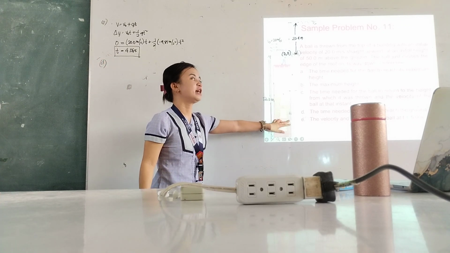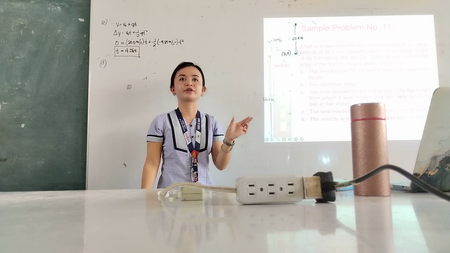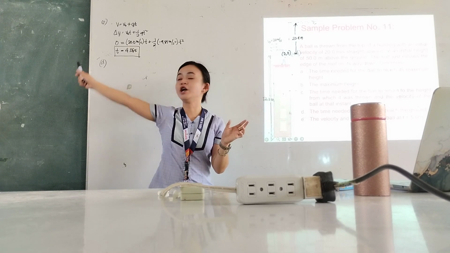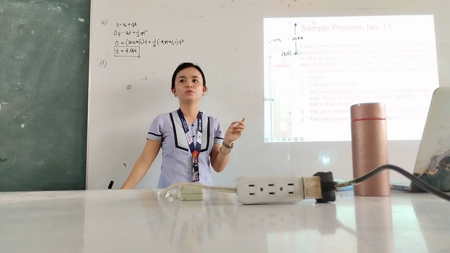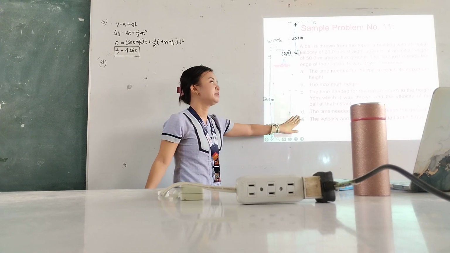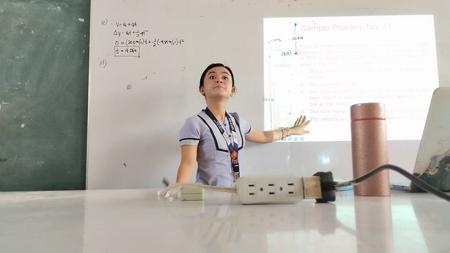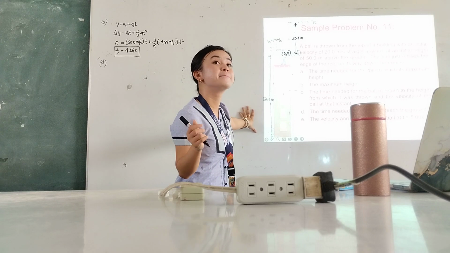The time needed for the ball to reach the ground. To reach the ground. So what equation, 1 or 2? To reach the ground, the time needed for the ball to reach the ground.